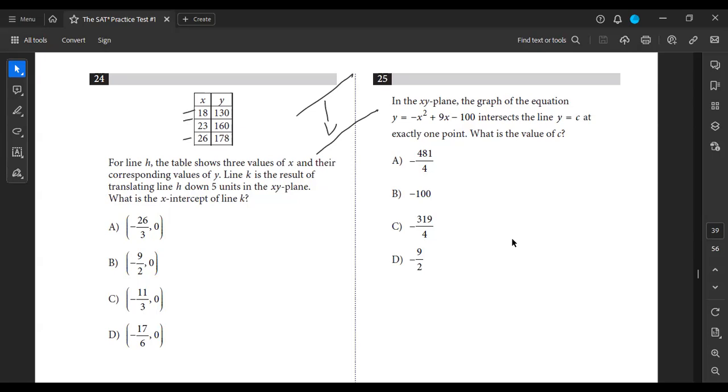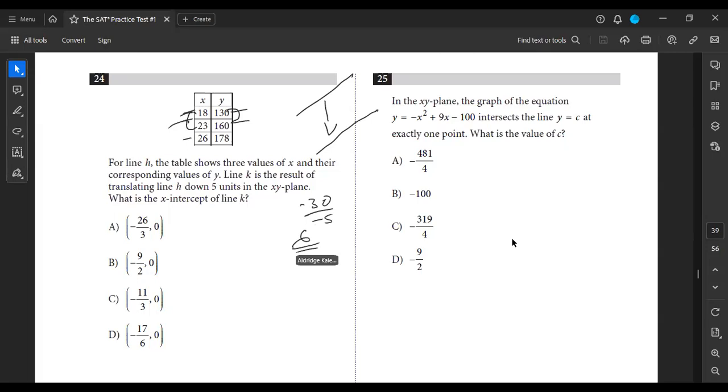All right, so this might look confusing, but let's just find out what's the equation of line H anyway. So we've got 18,130 and 23,160, and let's say we've got x1, y1, x2, y2. So let's find out what is the gradient real quick. What's 130 minus 160? So y2 minus y1. 130 minus 160 is going to be negative 30. And then we have 18 minus 23, which is negative 5. So our gradient or our slope is 6.